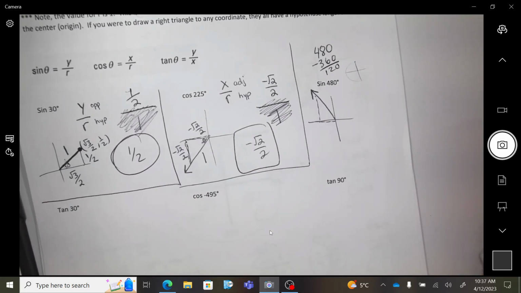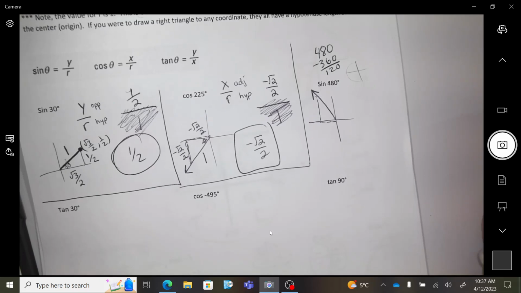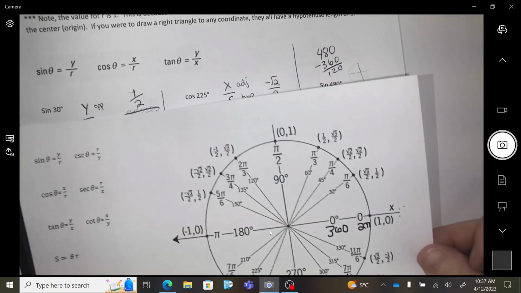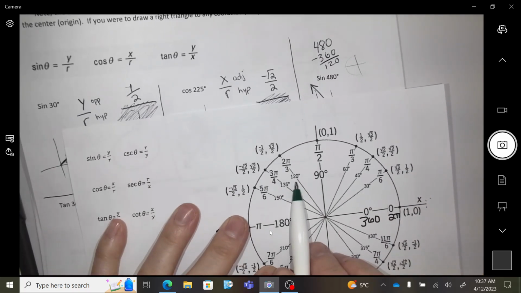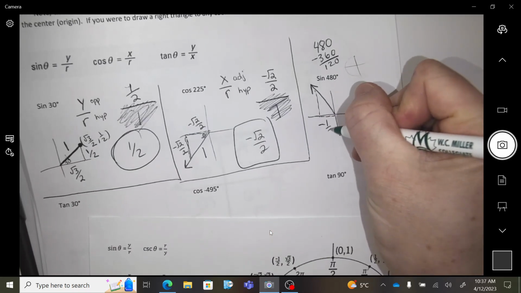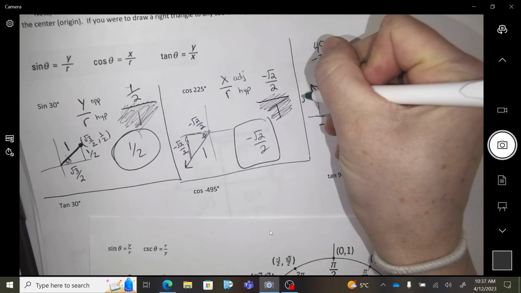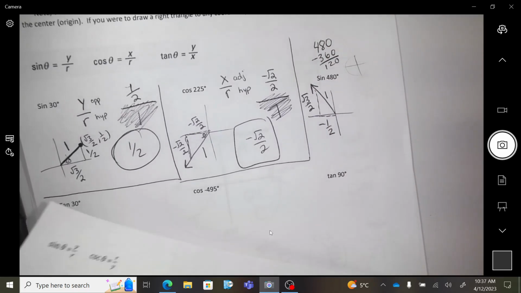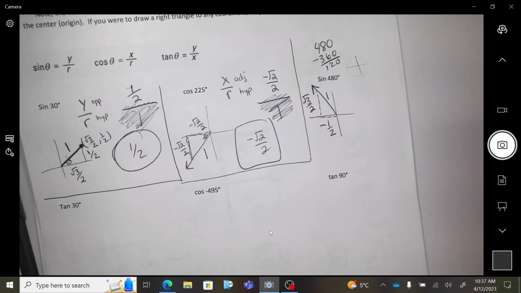Okay, on the test I will have this paper with me when I'm doing this. I'm going to have what you have on your pink paper. So at 120 degrees, the x value is negative 1/2, the y value is root 3 over 2, and the r is always 1.